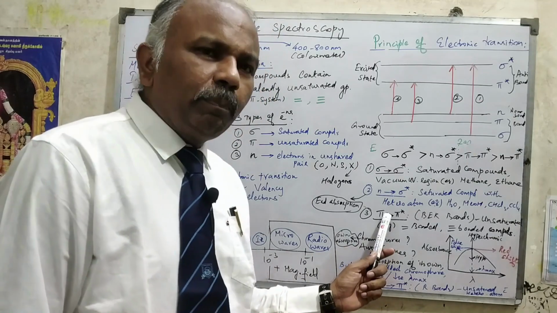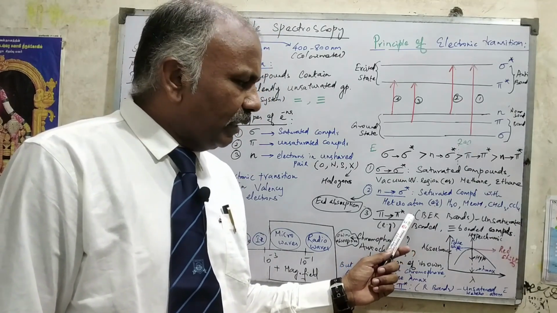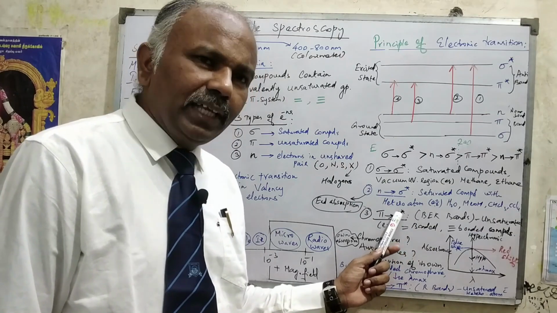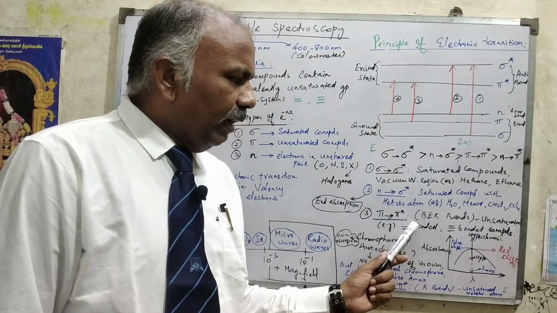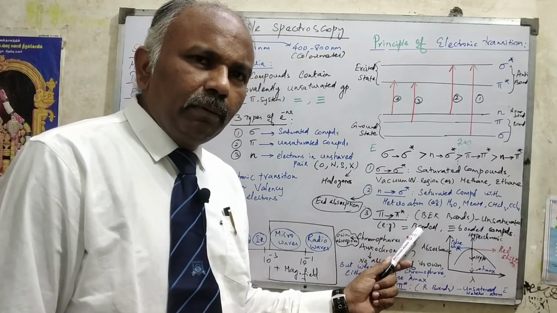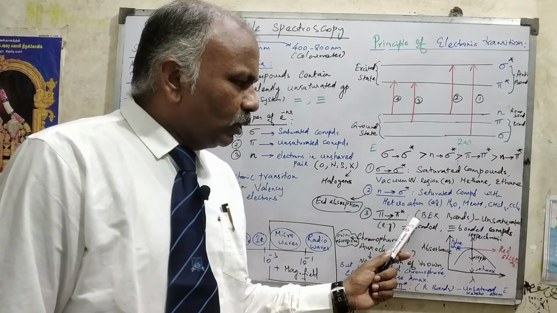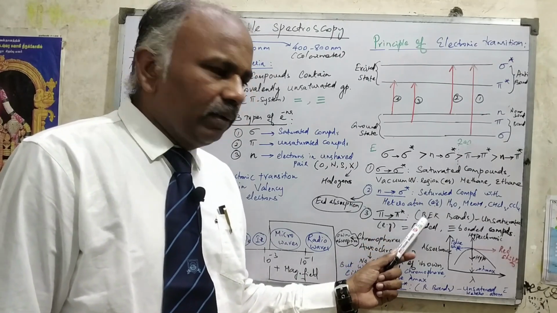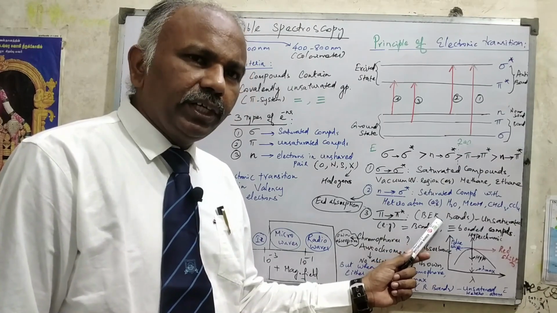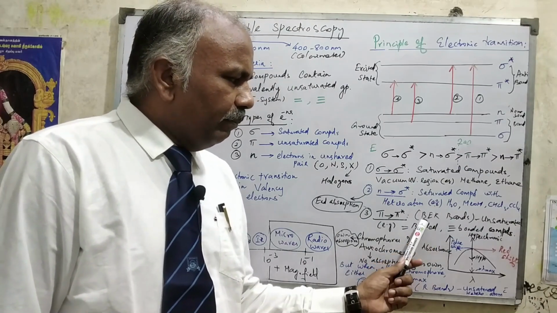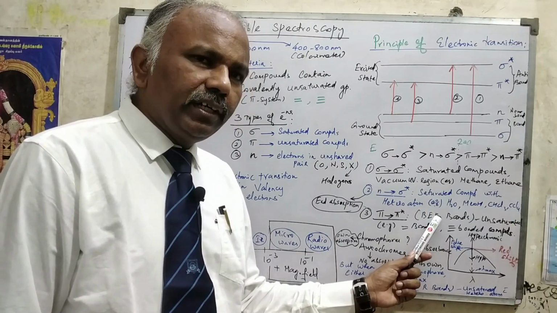So when I talk about pi to pi star transition, what are all the bands produced by this type of transition? They are present in unsaturated compounds, preferably benzene. Now they have the double bond. If any molecule contains a double bond or triple bond, it will definitely undergo pi to pi star transition. So what are the types of bands produced? The bands are benzenoid, ethylenic, and K bands for conjugated aromatic compounds. Benzenoid rings, then ethylenic bands, and conjugated or aromatic compounds.